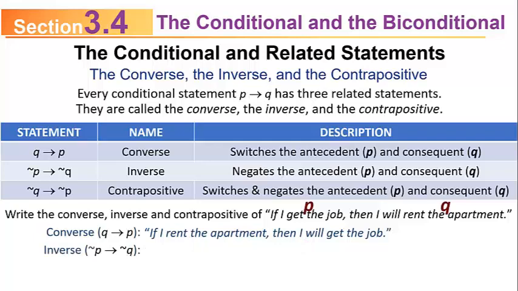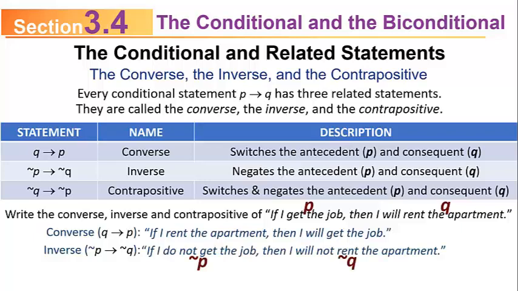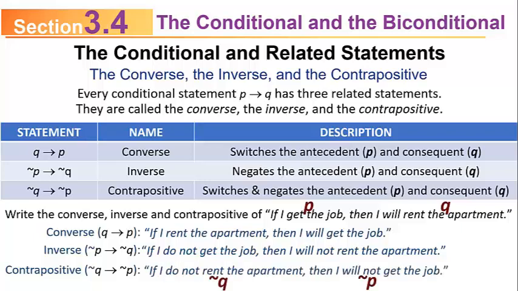How about the inverse? The inverse does not switch, but it negates both. So if P is I get the job, the negation would be I don't get the job. And if Q is I will rent the apartment, the negation would be I will not rent the apartment. So the inverse of the original statement, if I get the job, then I will rent the apartment, is if I do not get the job, then I will not rent the apartment. And finally, the contrapositive does both, switches and negates. So instead of, if I get the job, then I will rent the apartment, you switch and negate to get, if I do not rent the apartment, then I will not get the job. That's the converse, the inverse, and the contrapositive.